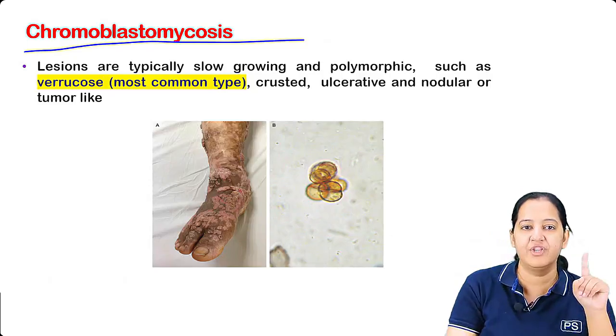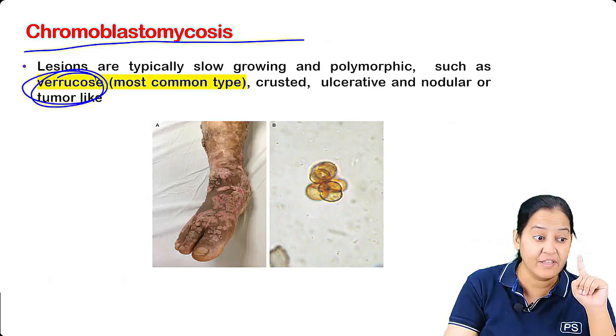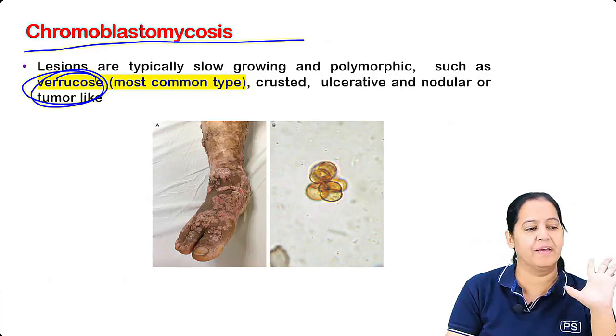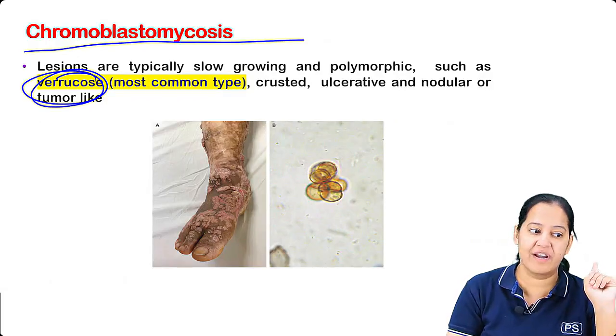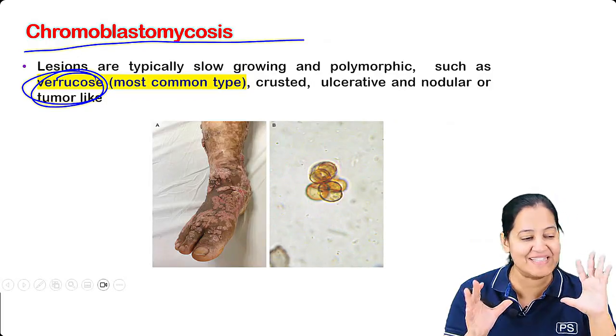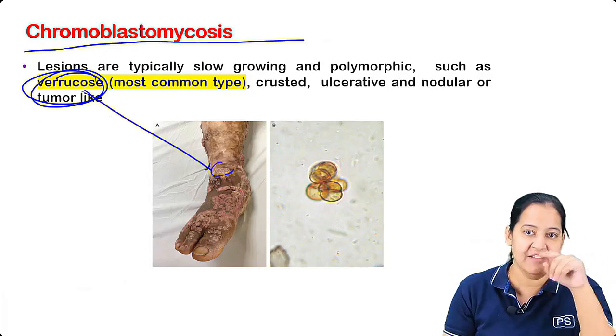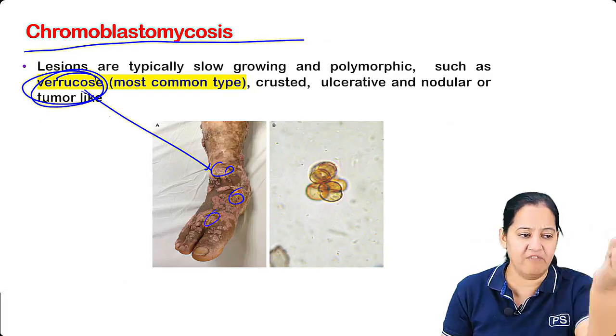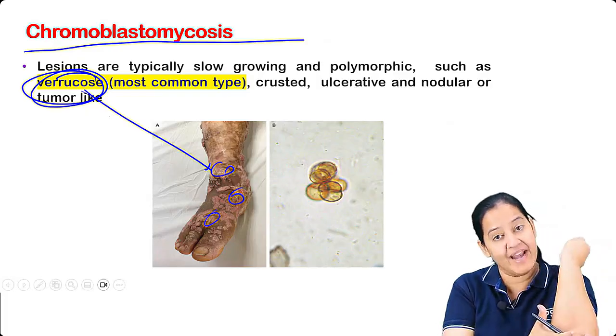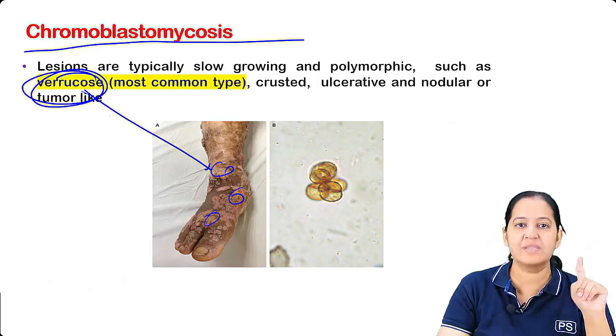The lesion is verrucous in appearance. Highlight the word verrucous. Everyone's lesion is typical. What was the lesion like there? Imagine the foot diagram there. It was multiple sinuses with pus. Here, look, there is no sinus, there is no pus, but you can see the verrucous lesion. You will get the word verrucous lesion. So verrucous lesion means chromo.